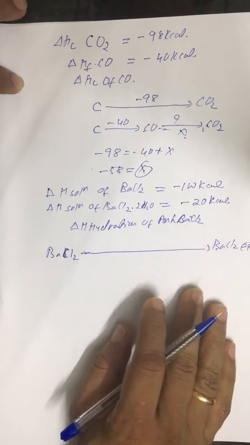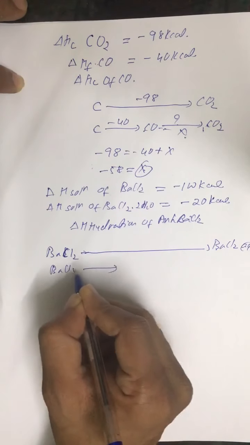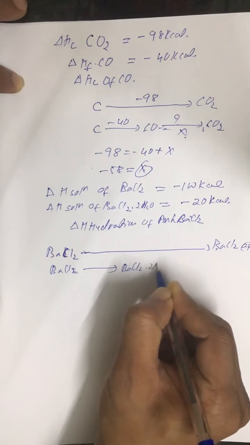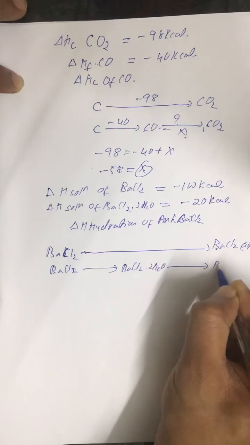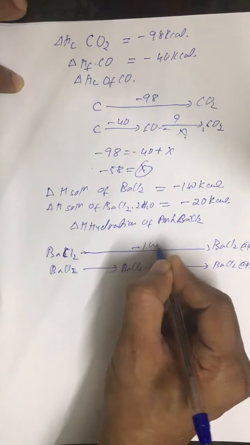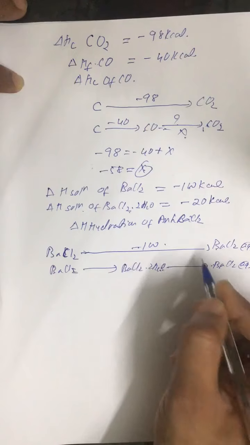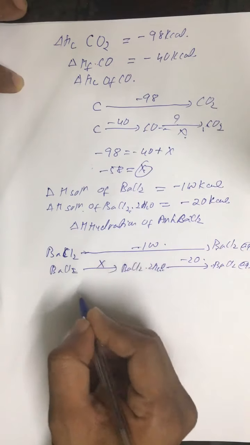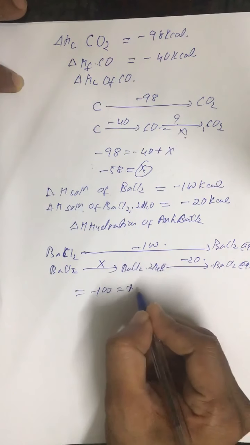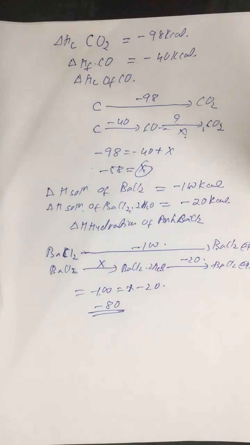This reaction represents heat of solution. Now BaCl2 anhydrous is converted to BaCl2 dot 2H2O, and finally it is converted to BaCl2 aqueous. This is the heat of solution, which is given as minus 100, and then the heat of solution of BaCl2 dot 2H2O is also given. You have to find out this. So minus 100 equals x plus minus 20. So x is equal to minus 80 kilocalories, like that.